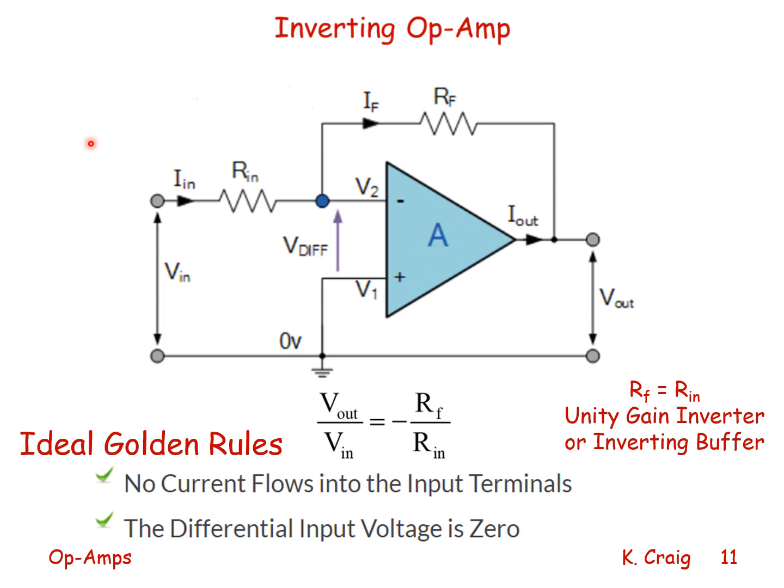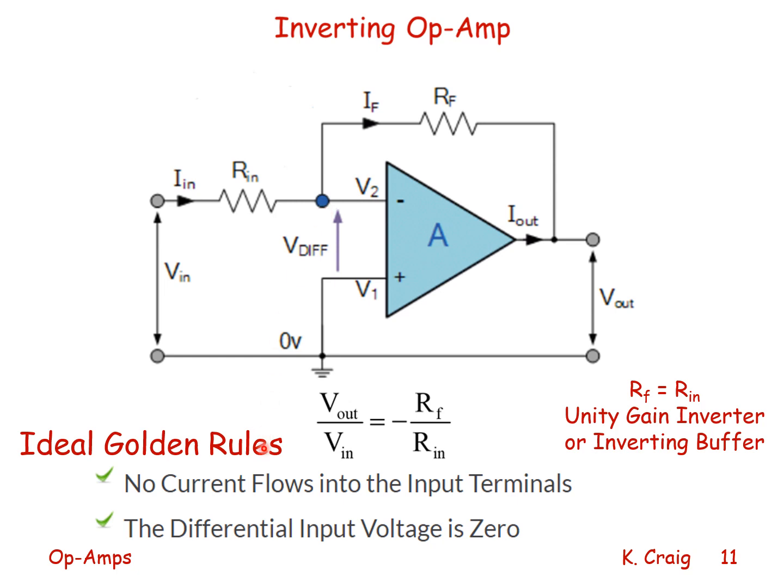This is an inverting op amp. The op amp has negative feedback. The non-inverting input V1 is connected to ground. The inverting input V2 is connected through a resistor Rin to Vin. The output voltage is connected through a resistor R feedback to the inverting input terminal.